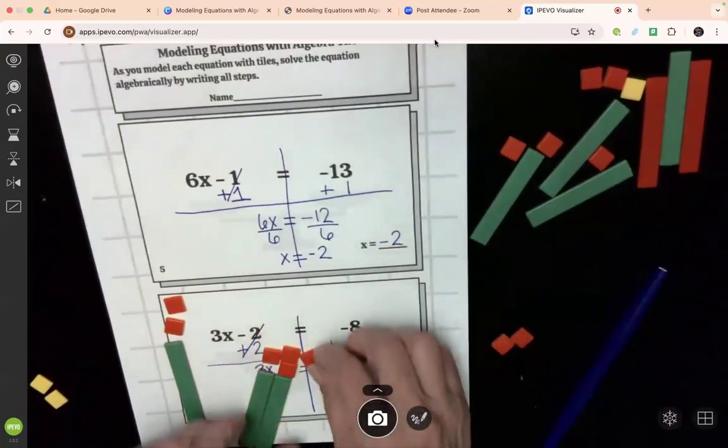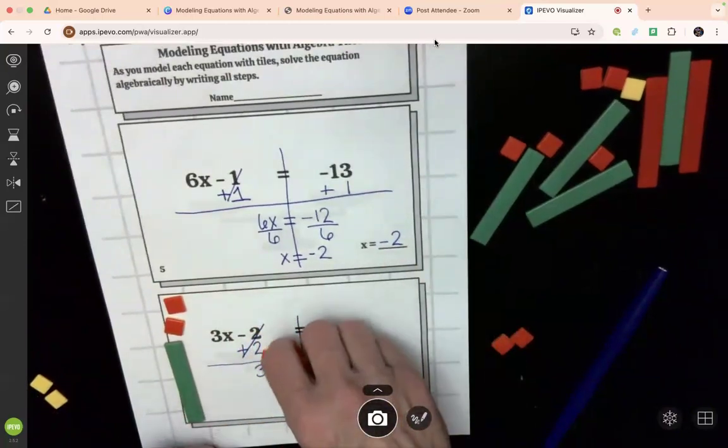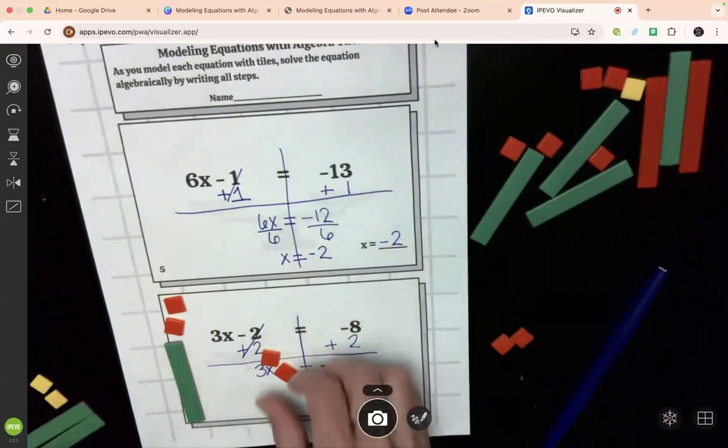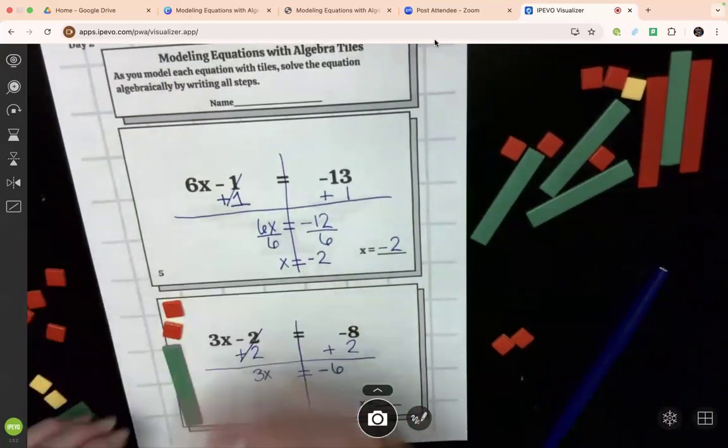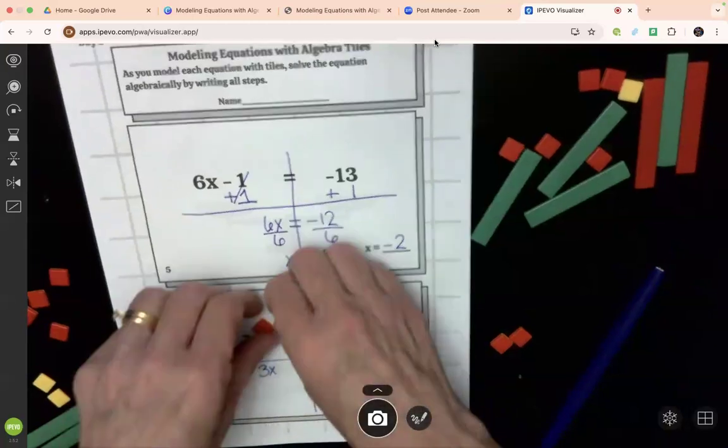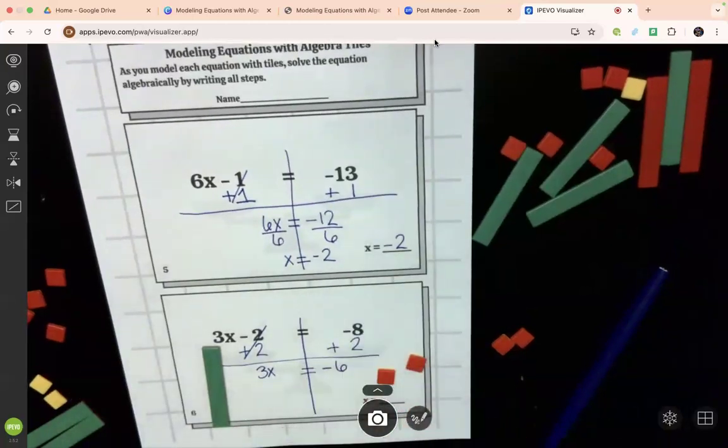Our answers, the absolute values, stay a little small so that you can model all of these with the algebra tiles, because the algebra tiles only have 20 units per pack.